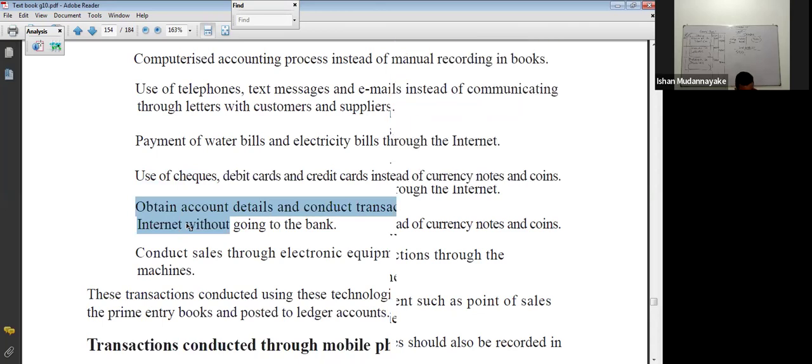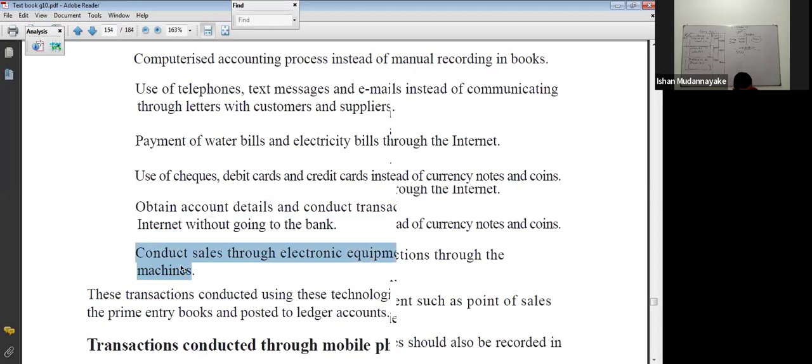Obtain account details and conduct transactions through the internet without going to the bank. Yes, without going to the bank, we can do bank transactions. Next one.